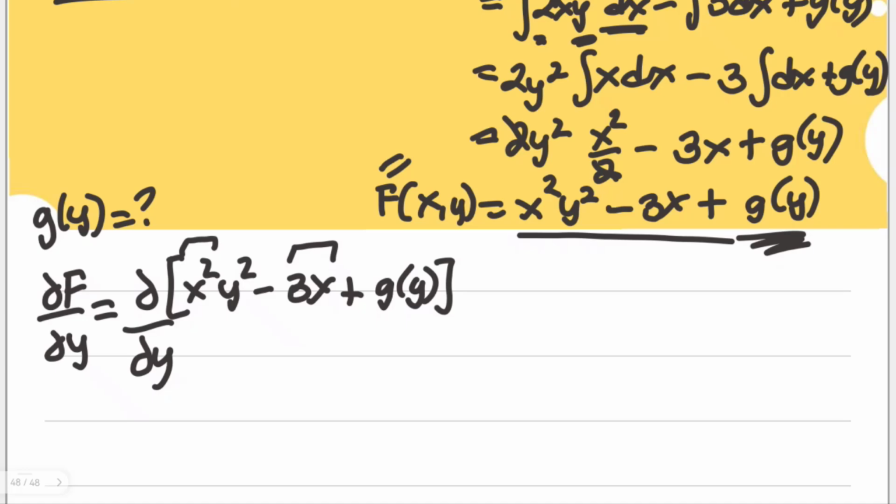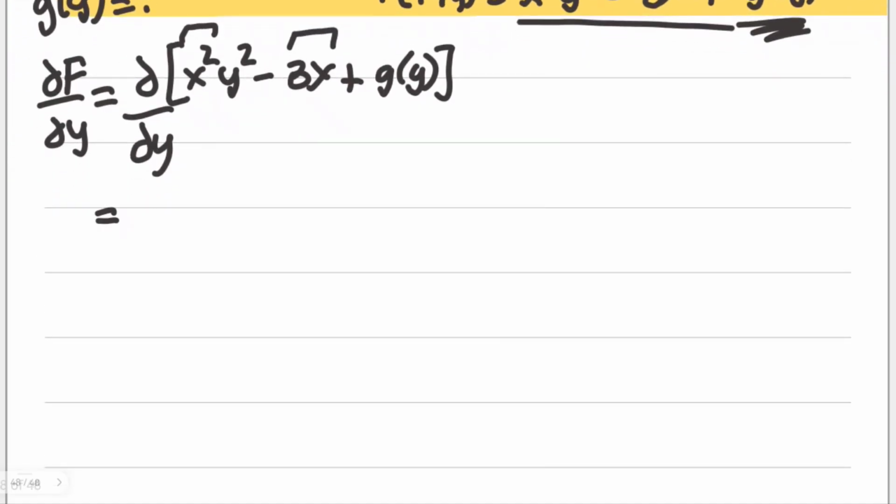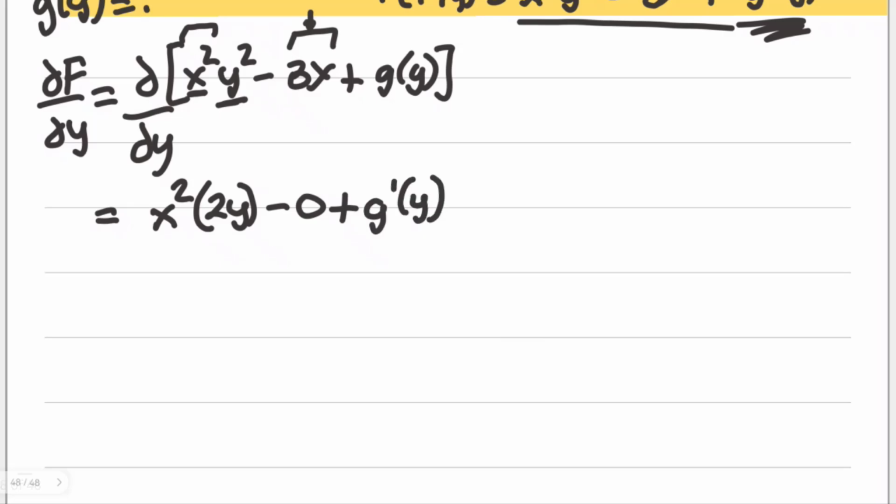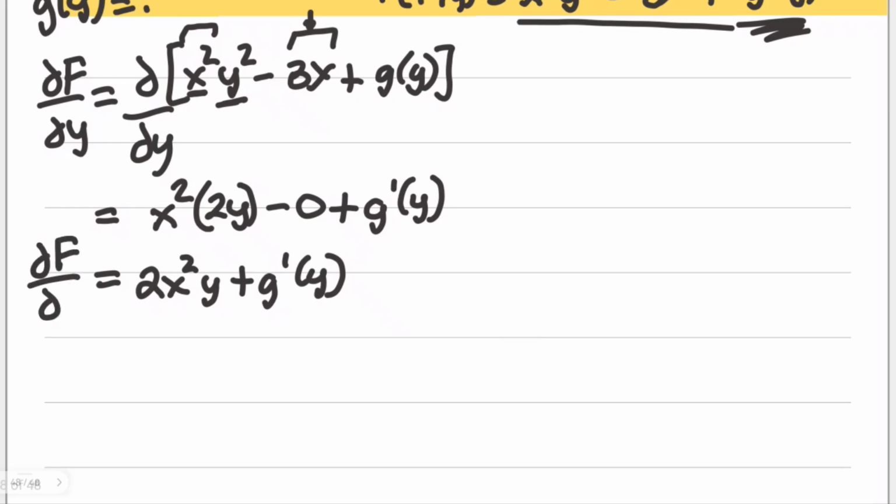So what happens here is this. We'll be leaving x squared as x squared itself, times the derivative of y squared, so that's 2y. Of course, the term 3x only has x, so that's minus 0, because we're treating x as a constant. Plus, the derivative of g of y is g prime of y. So you will have here 2x squared y plus g prime of y. That's your partial derivative of f with respect to y.